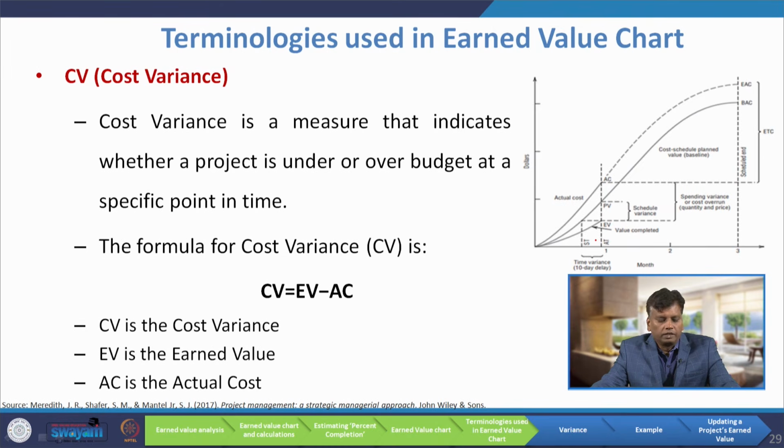The next terminology is the cost variance, CV. You can see this one. Cost variance is the measure that indicates whether a project is under or over budget at a specific point in time. The formula for cost variance is earned value minus actual cost. Here also it will be negative because the actual work done is less, but the cost is more. When you do EV minus AC, you will get a negative. As per this graph, we are not doing as per the cost that has to be incurred.